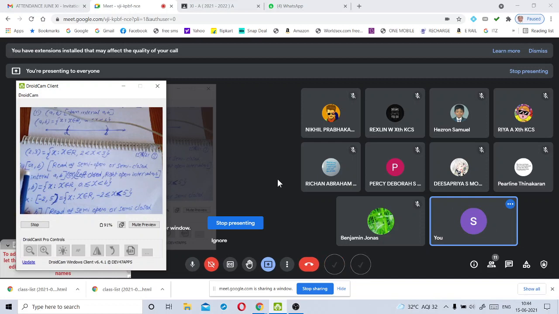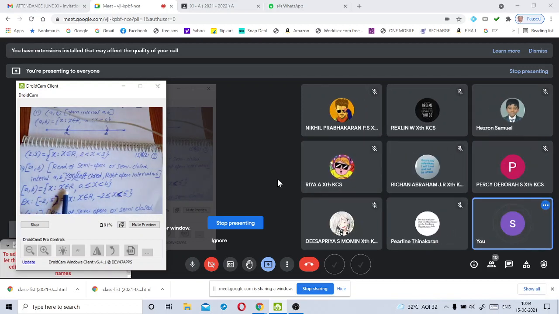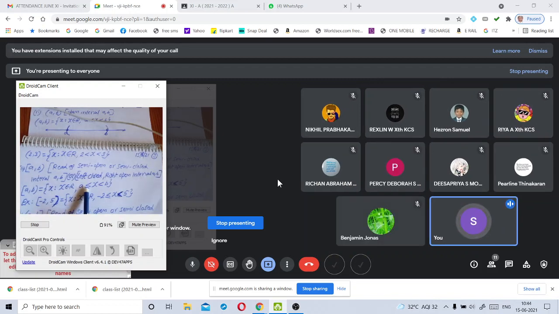I will repeat: left closed, right open interval A comma B is equal to the set of all x such that x belongs to R, comma, A less than or equal to x less than B. Is it clear, my dear children?